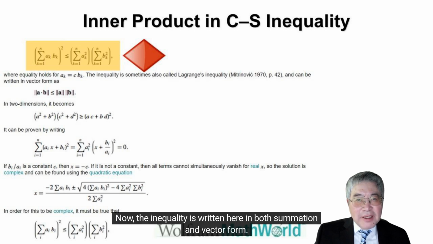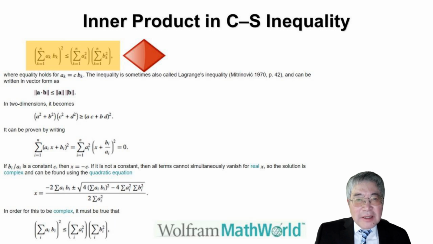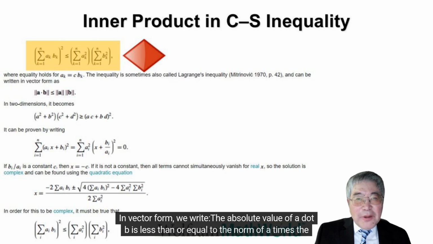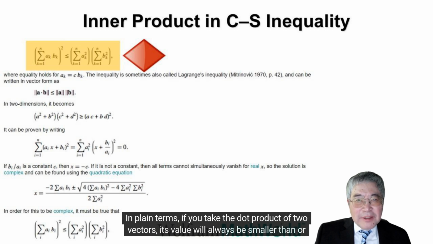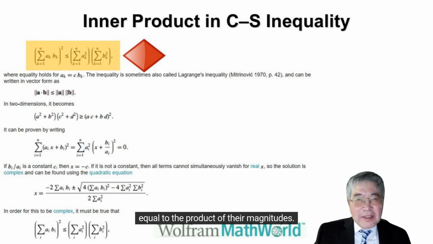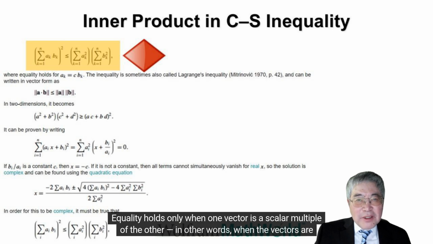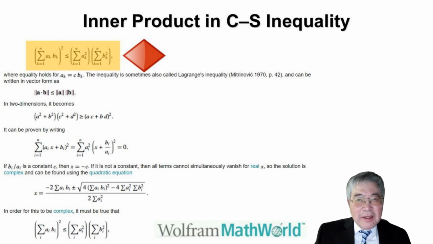Now, the inequality is written here in both summation and vector form. You can see here, in vector form we write, the absolute value of a dot B is less than or equal to the norm of a times the norm of B. In plain terms, if you take the dot product of two vectors, its value will always be smaller than or equal to the product of their magnitudes. Equality holds only when one vector is a scalar multiple of the other. In other words, when the vectors are perfectly aligned.